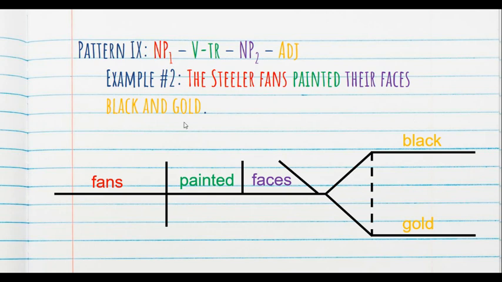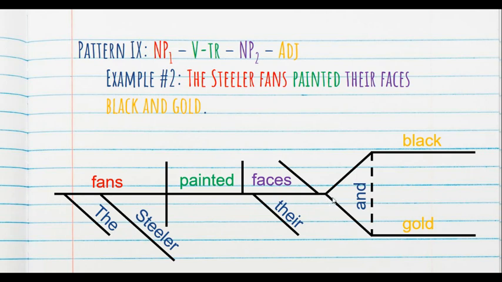These are adjectives, so everything else has to fit underneath here is left over. So we should have the fans. Also, they're Steeler fans. There we go. It's their faces, so let's get there underneath faces. And I should have a conjunction here with the word and. Look at that. I didn't even need that nub. It's perfect as it is. It's a nice looking pattern 9.